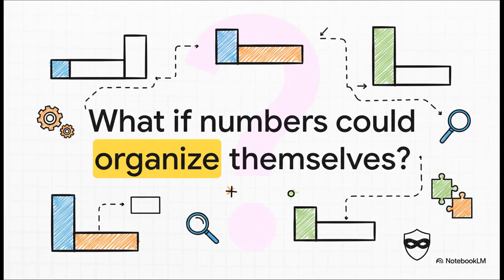So, what if numbers could organize themselves? Well, they can with a little help. The bar model is the tool that makes it all happen. Seriously, think of it as our secret weapon for this mission. It lets you see how all the numbers relate to each other in a flash, so you don't get bogged down in a bunch of equations.